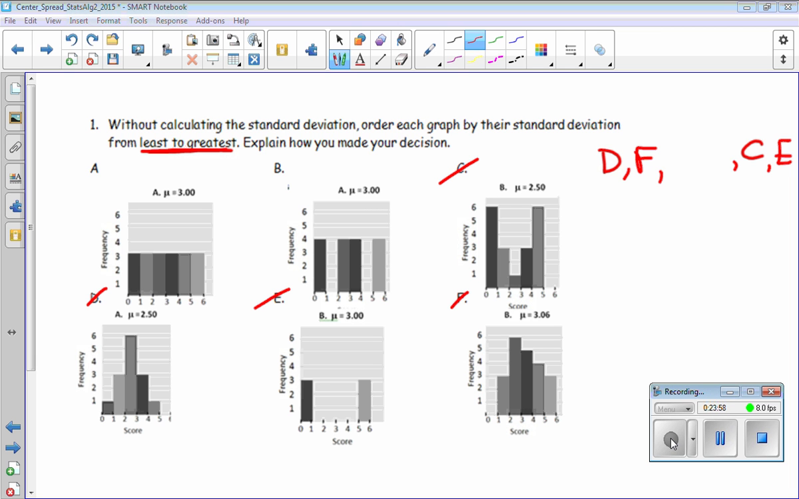Okay, why is E the greatest? If I'm going to do the middle, there is nothing in the middle. Everything is far away from the middle. So I know that E has the highest. If I look over here in my middle, here we go.